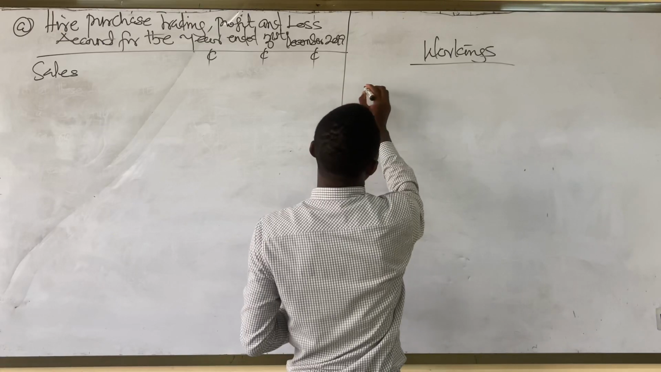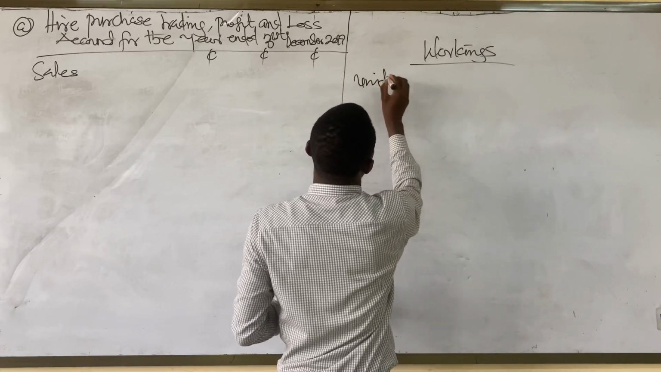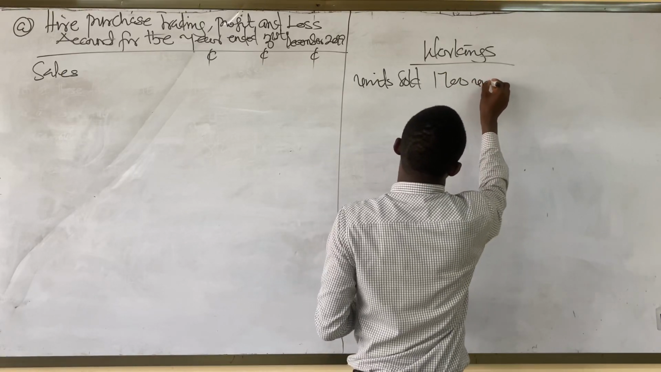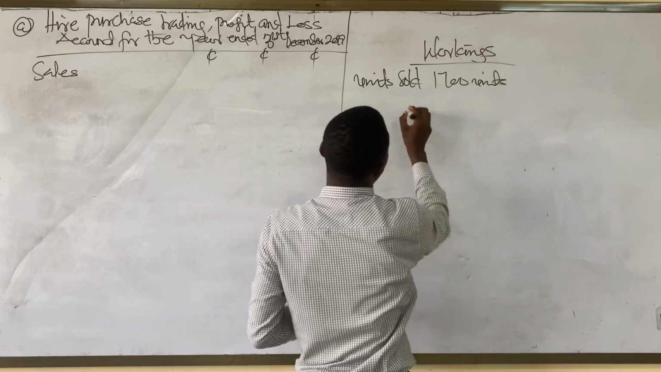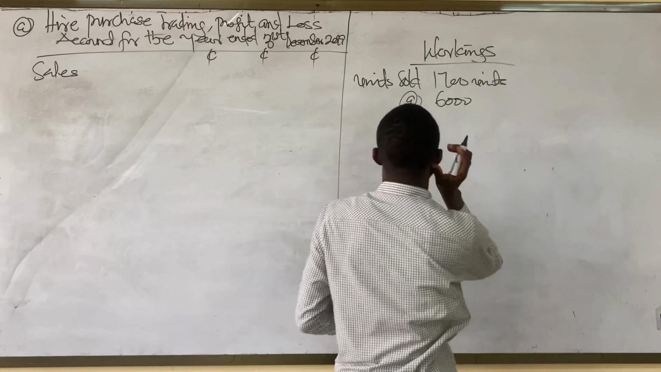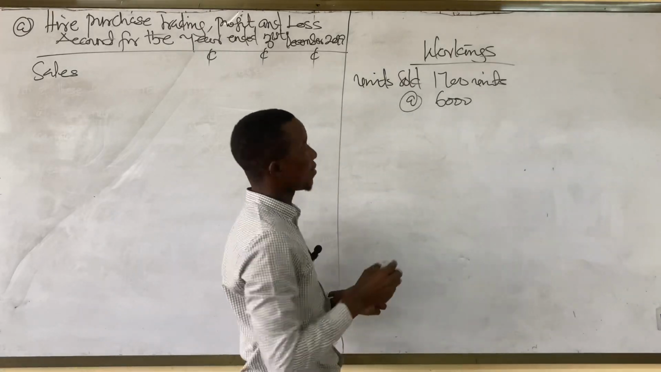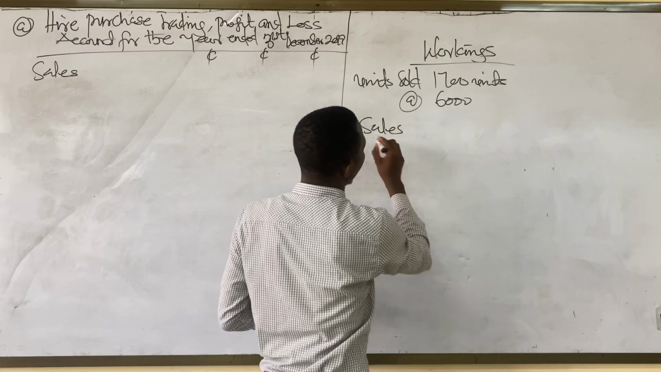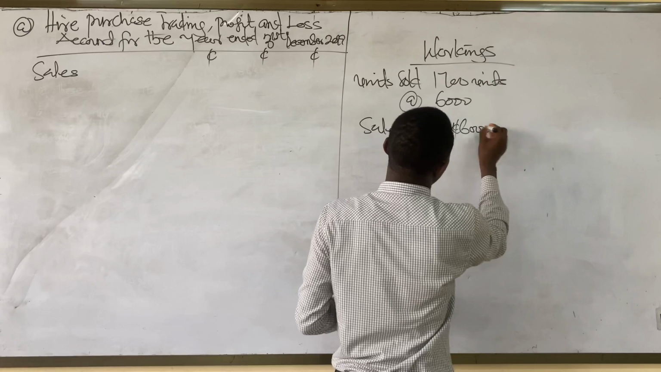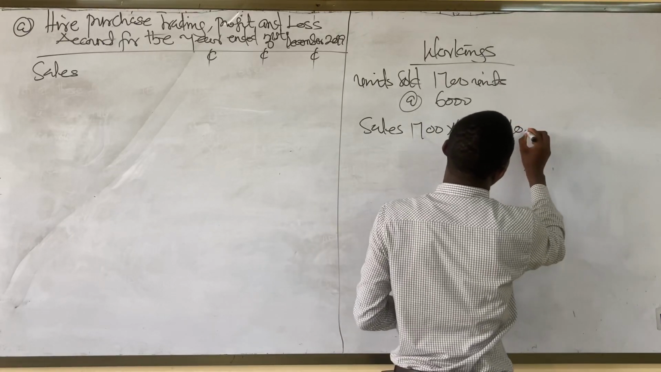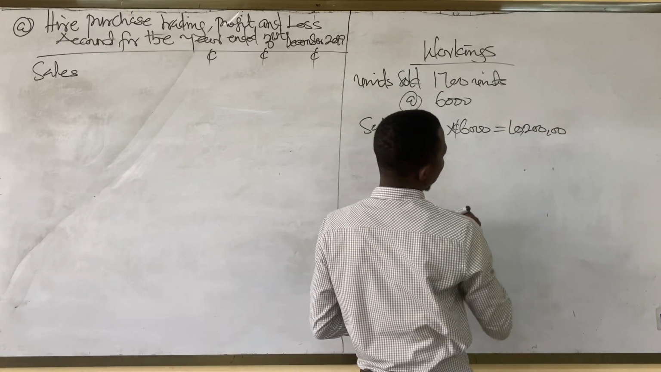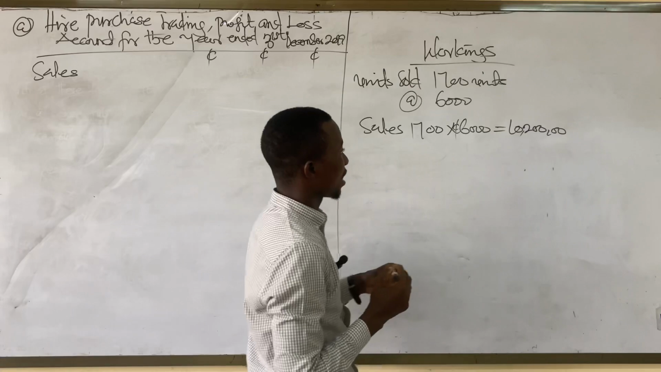So we have units sold of 1,700, at 6,000 cedis. So to get the sales amount, we multiply the unit by the cost price per unit. That gives us 10,200,000 cedis. Okay, that is the total sales.